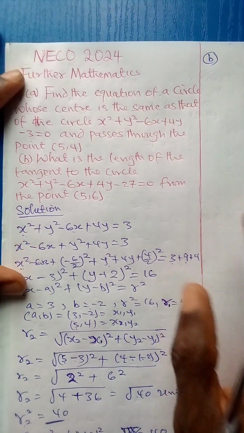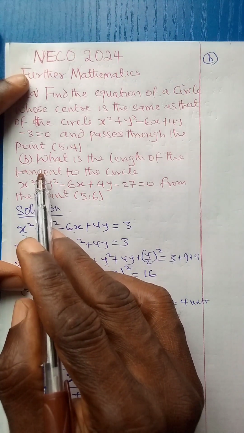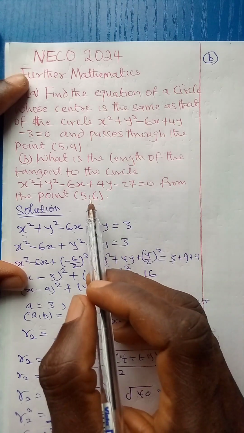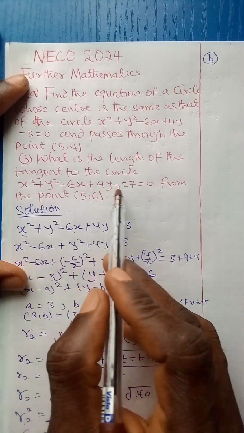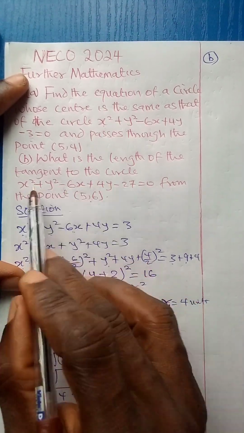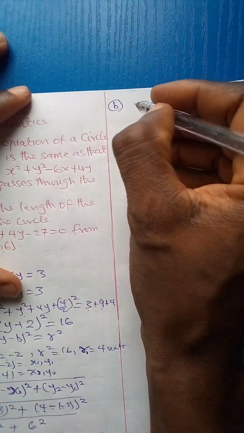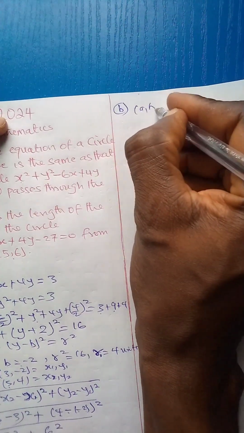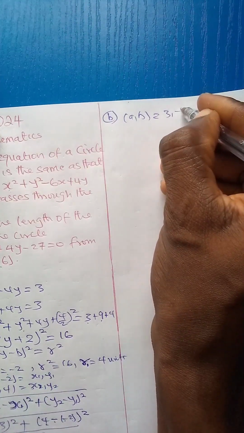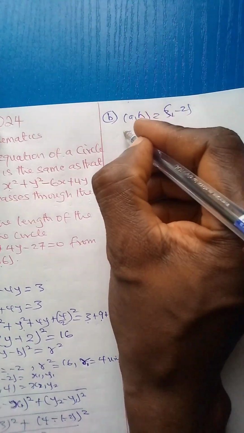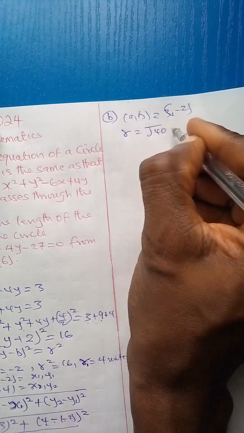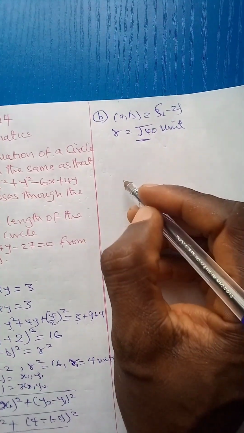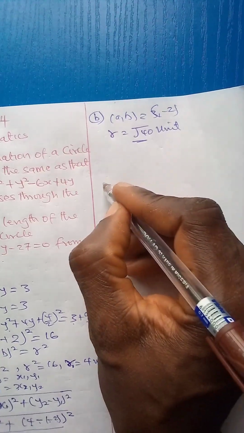Now for the B part, we are required to calculate the length of the tangents between this point and the circumference of this new circle. Fortunately, we have the center point of this new circle. The center point is (a, b) equals (3, minus 2). Let us remember that. And the radius is root 40 units. So let us make a sketch of this information.